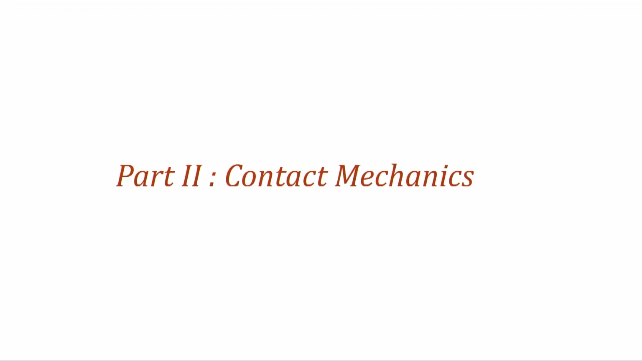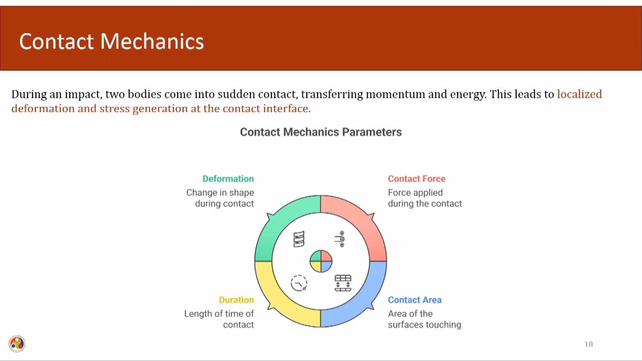Now we have looked into the elastic response, and we have looked into the plastic response. Now, we will try to go deeper here, and we will try to see the contact mechanics: how the deformation happens when the two bodies are in contact, what the contact forces are, and so on and so forth. So, contact mechanics. During an impact, when two bodies come into sudden contact, the transfer of momentum and energy takes place. This leads to a localized deformation and stress generation at the contact interface.